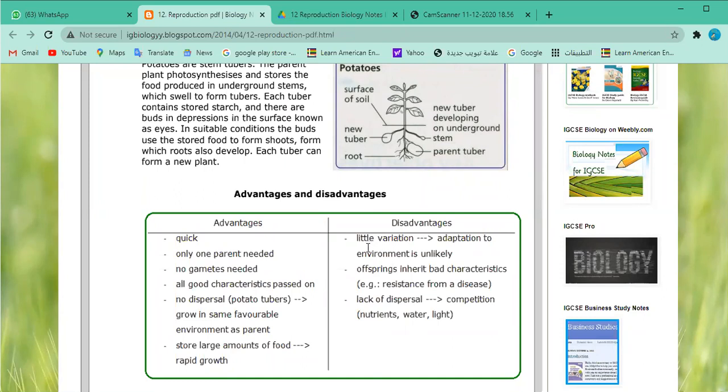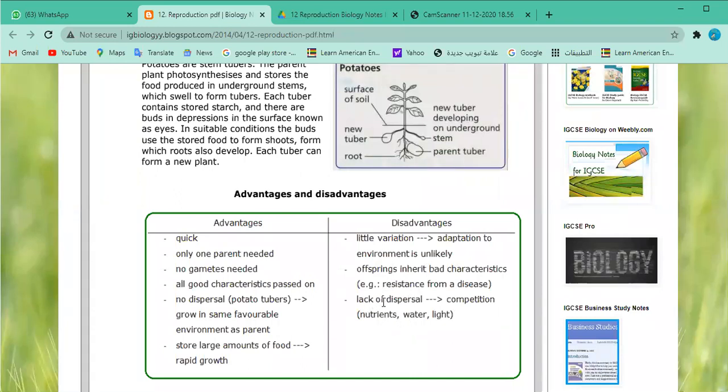What are the disadvantages? Very little variation. Adaptation means fighting against diseases. They can survive in a drastic environment. They can cope with disease, fungal diseases. So they have the same genetic characteristics, whereas in sexual reproduction the offspring are totally different, right? So there is lack of dispersal, and competition.